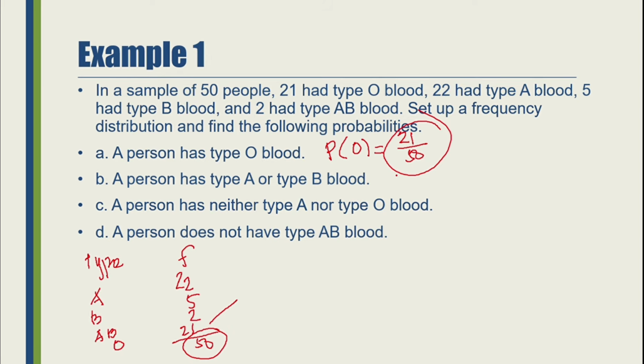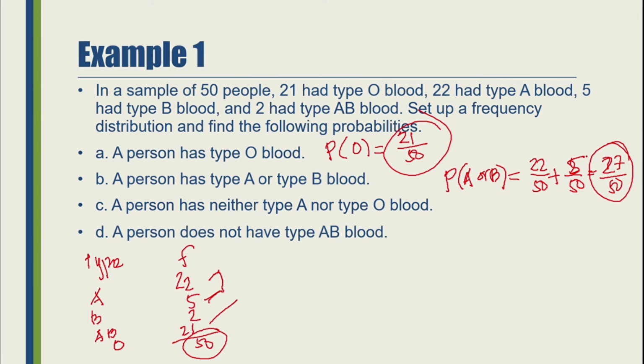Next is a person has type A or type B blood. So type A and type B blood, we're going to combine here. So the probability of type A or B blood is equal to 22 over 50 plus 5 over 50, because B is 5. So therefore we have 27 over 50. So that's the probability that a person has type A or type B blood.